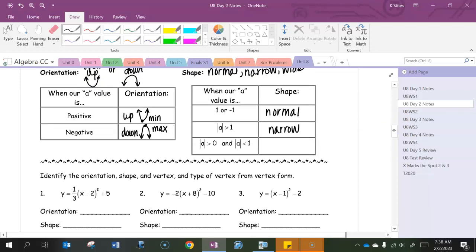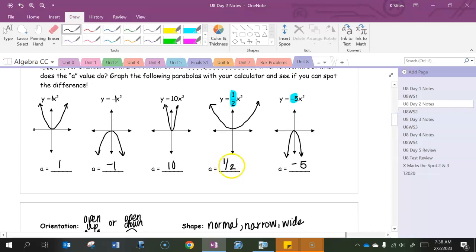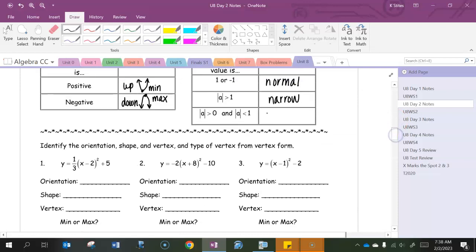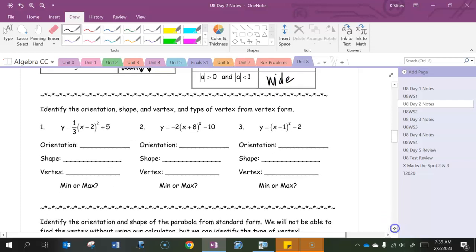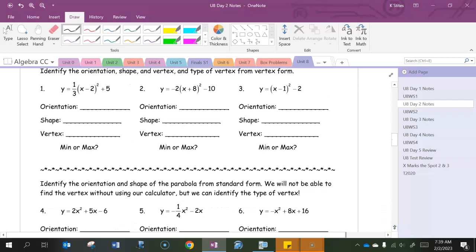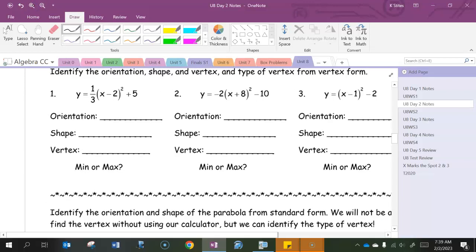And finally, if our absolute value of a is between 0 and 1, which generally means a fraction like 1/2, that means we're going to have a wide parabola. All right, so these are things we should be able to do without our calculator. Without even typing these in, we can find the orientation, the shape, and the vertex.